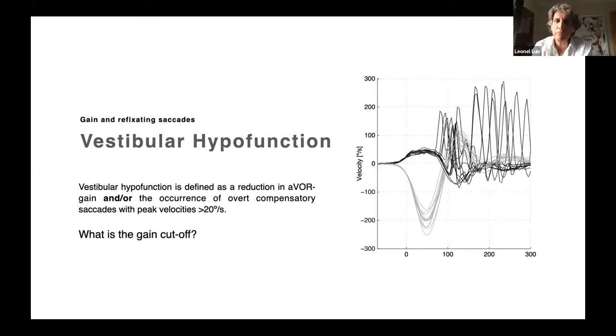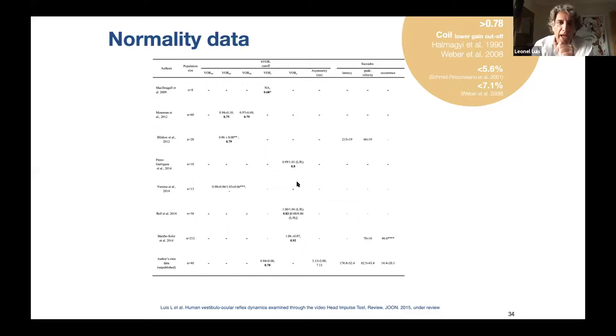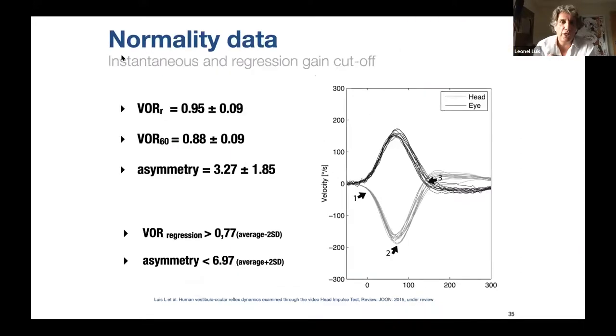What is the gain cutoff? The gain cutoff, again, depends on the calculation method, okay? So it's very important for you not to use a gain range without knowing what kind of gain calculation you're using. Do not use an instantaneous gain range at 60 milliseconds if you're actually calculating position gains. So the best thing is probably just to calculate your own normality data. That's a very good way of knowing your device, getting used to it, learning the technique. So after you reach that, gather some normal subjects, and gather your normality data, okay?